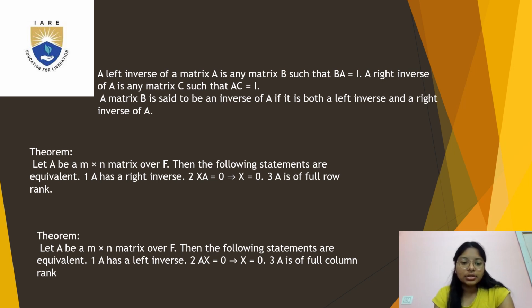And another theorem: let A be an m cross n matrix over F. Then the following statements are equivalent. The first statement is A has a left inverse, and the second statement is if Ax = 0, then x = 0. The third statement is A is of full column rank. I hope you understood these two theorems. So we enter into our next slide.